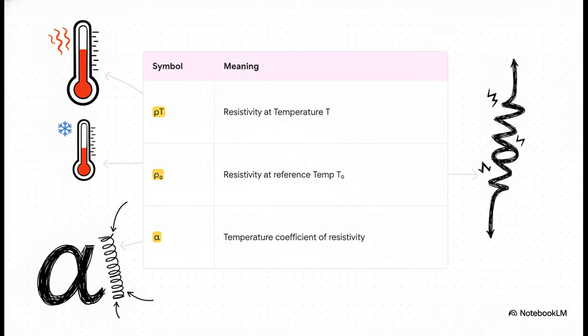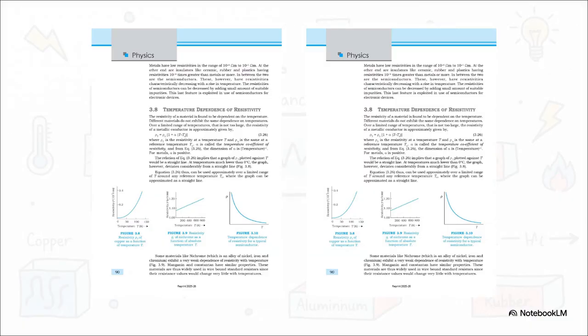alpha, the temperature coefficient. Just think of alpha as a material's unique sensitivity to heat. A big alpha means its resistance changes a lot with temperature, while a tiny alpha means it's super stable. And this is where it gets absolutely fascinating.